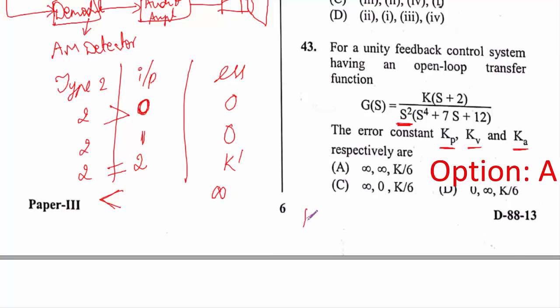How are you going to calculate Ka? Limit as s tends to 0, s square times g of s. So this is how you calculate Ka. Kv, how are you going to calculate? Limit as s tends to 0, s into g of s. Kp, limit as s tends to 0, only g of s you are going to define.